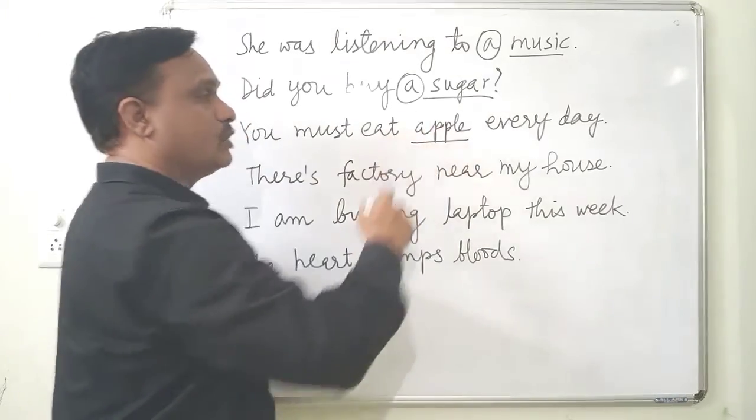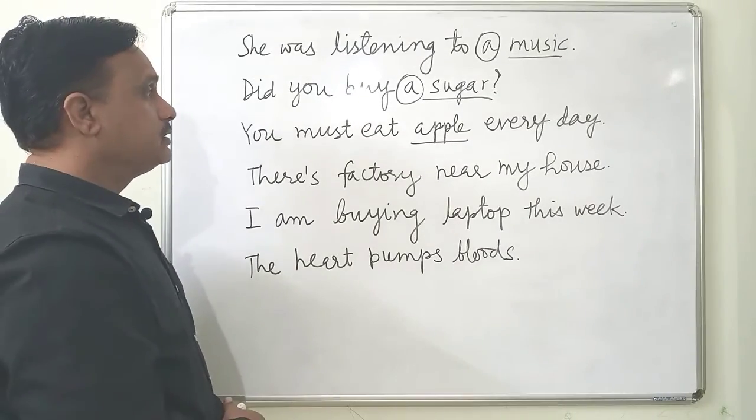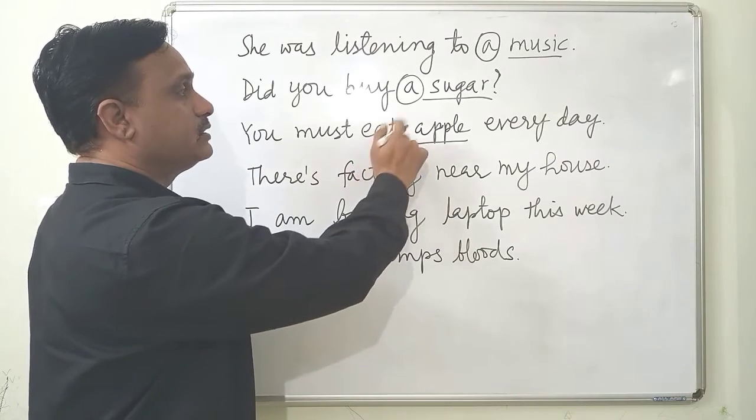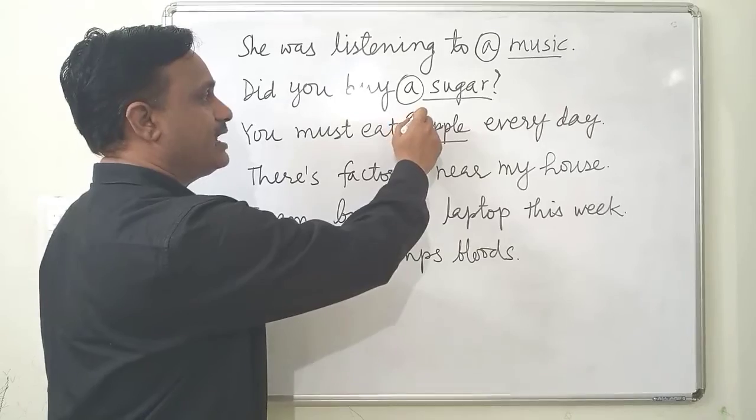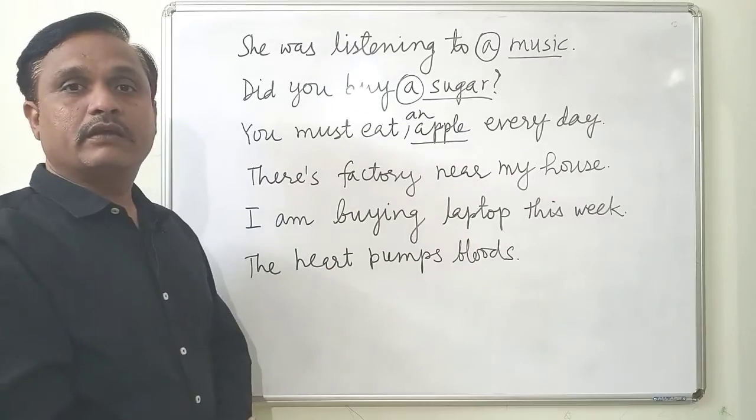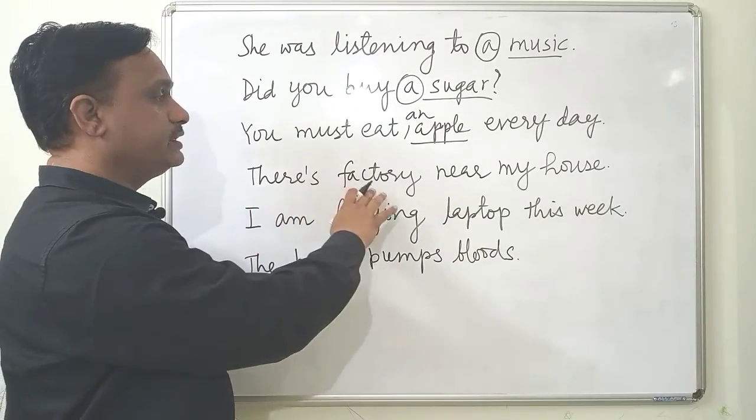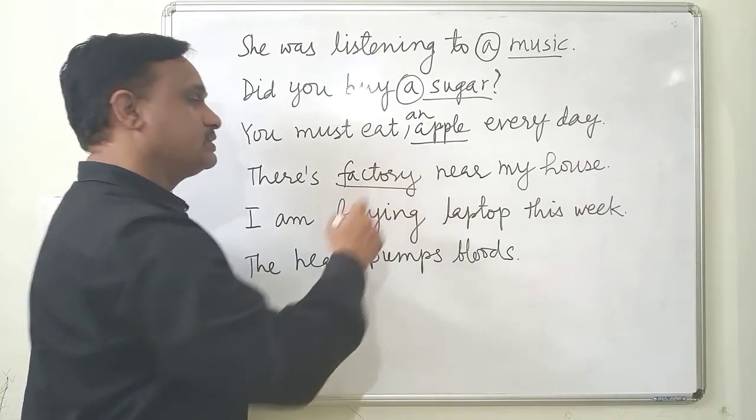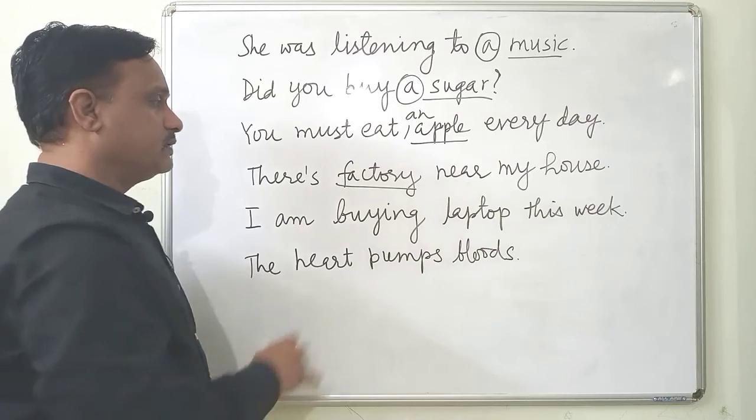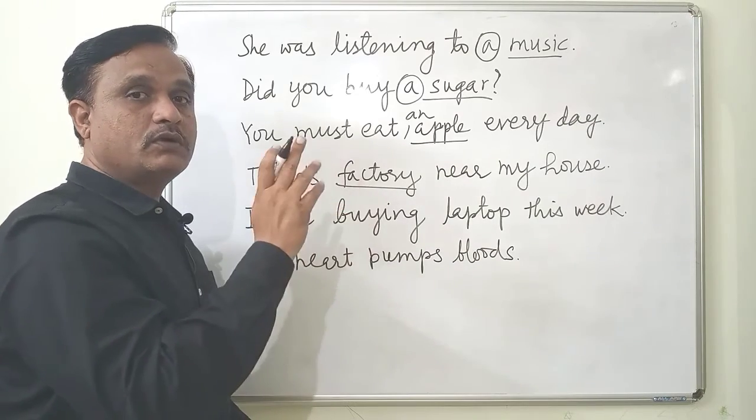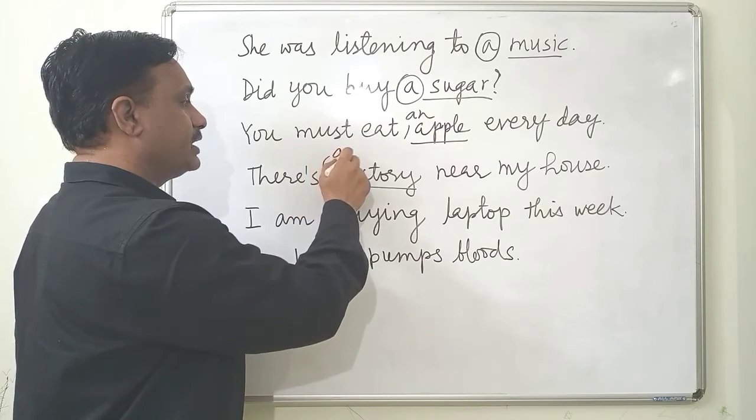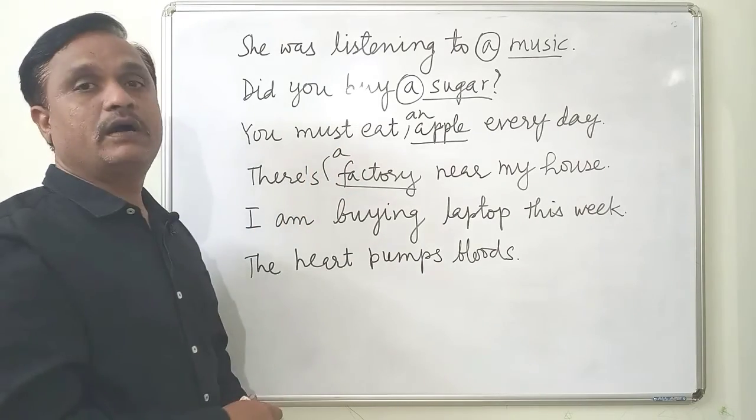You must eat apple every day. Here apple is a common noun and it's singular. So here you must eat an apple every day. There is factory near my house. Factory is a noun. Now this is countable and we are talking about a factory, one factory, so it should be a. There is a factory near my house.